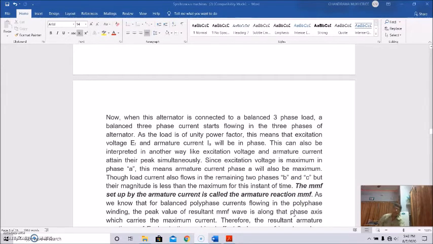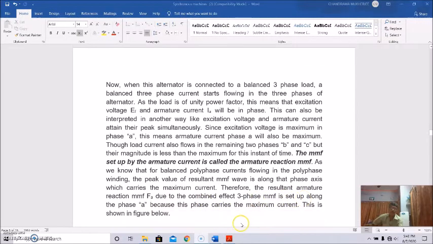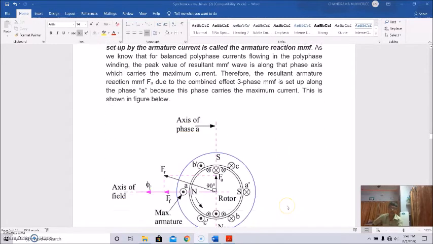The MMF set up by the armature current is called the armature reaction MMF. For balanced polyphase currents flowing in the polyphase winding, the peak value of the resultant MMF wave is along the phase axis which carries the maximum current. Therefore, the resultant armature reaction MMF due to the combined effect of the three-phase MMFs is set up along phase A, because phase A carries the maximum current.